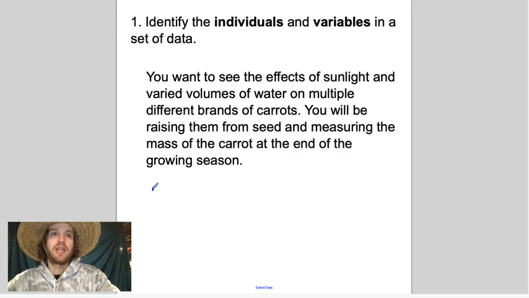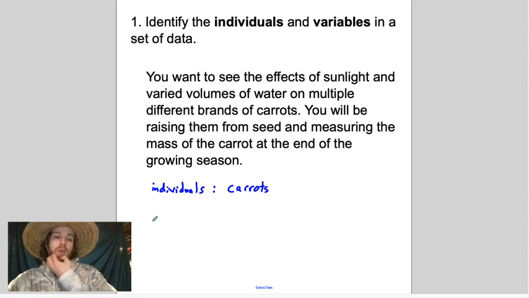All right, so what are the individuals being studied? The individuals are the things that we are taking measurements from, if that makes sense. The things that we are taking measurements from are the carrots. So the carrots are the individual things being studied. You could also say the brands of carrots as well, but brand is actually a variable. So I'm going to say the carrots are the things from which we are collecting information.